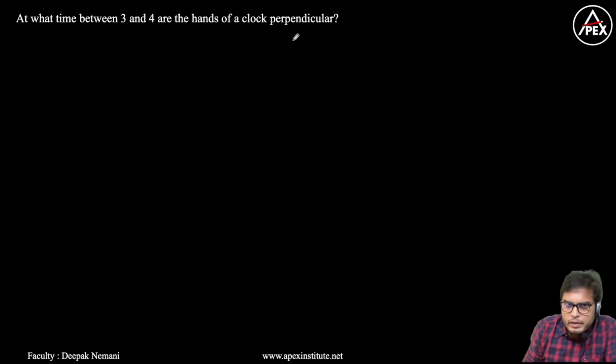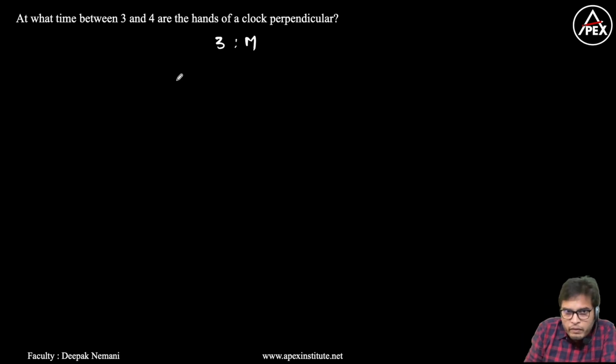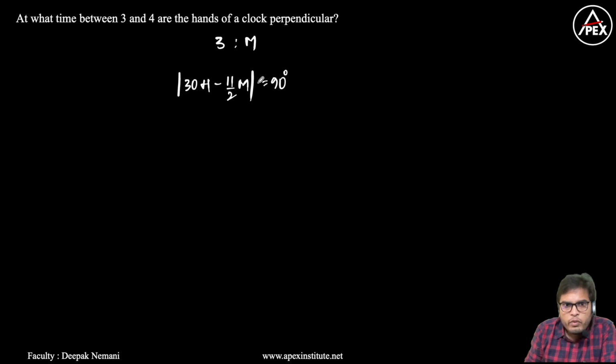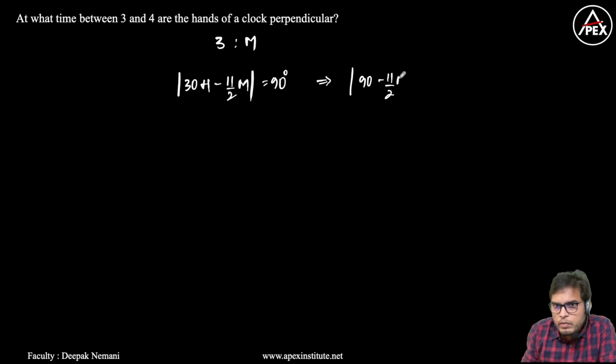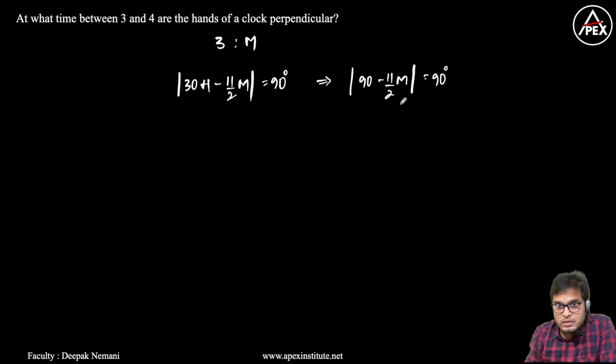Now again, let me consider the time to be 3 hours m minutes, because exactly at 4 o'clock they are not perpendicular to each other. Now we are given that the angle between them is 90 degrees, |30h − 11/2 m|. This is given to be 90, where the value of h is 3. So this implies |30 × 3 − 11/2 m| = |90 − 11/2 m|. This should be 90 degrees. Right? Now if that's the case, when I remove the modulus, you need to consider plus or minus 90.